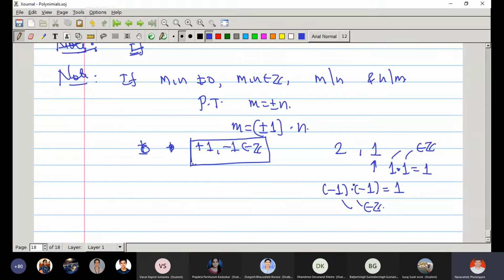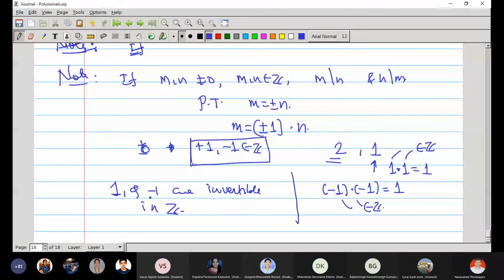Available in integers itself. But 2 does not have a multiplicative inverse in integers, right? So 1 and minus 1 are invertible. Invertible means the inverse exists in Z. This is an important property of 1 and minus 1. Other elements do not have a multiplicative inverse available in integers. Is it clear what I said?